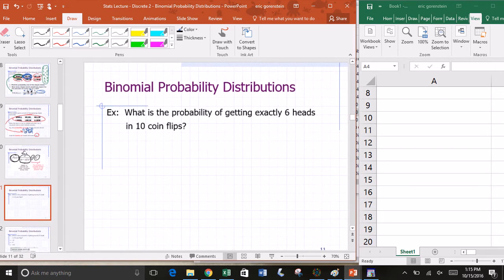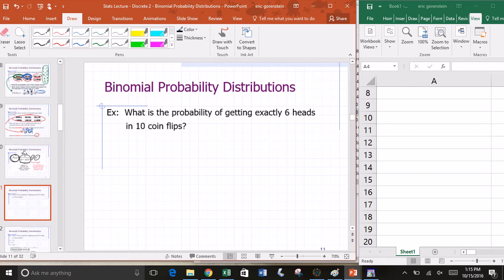So, for example, what's the probability of getting exactly 6 heads in 10 coin flips? Well, we're in the section for binomial probabilities, so you know it's a binomial probability. But in general, for example, if you're taking an exam over multiple different chapters, you have to identify that this is binomial. You're not always going to be told that this is a binomial experiment.